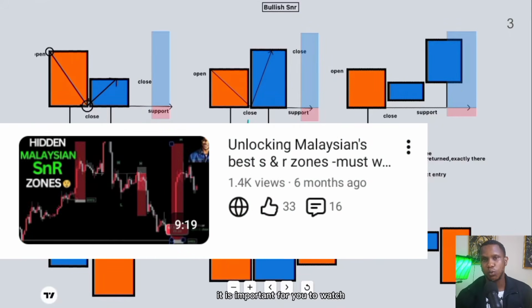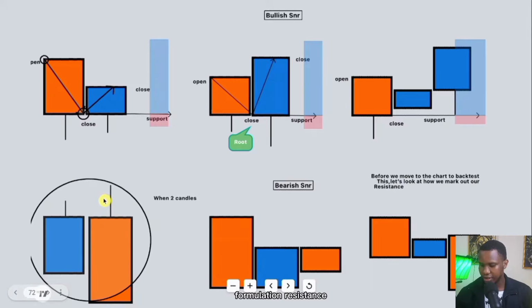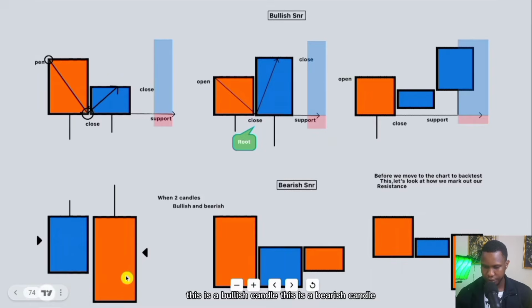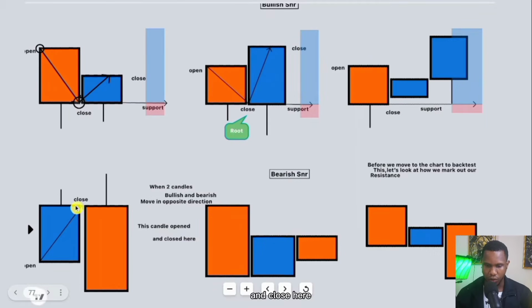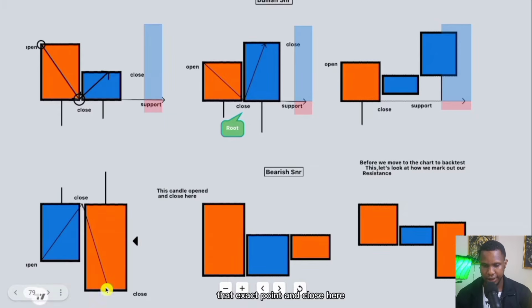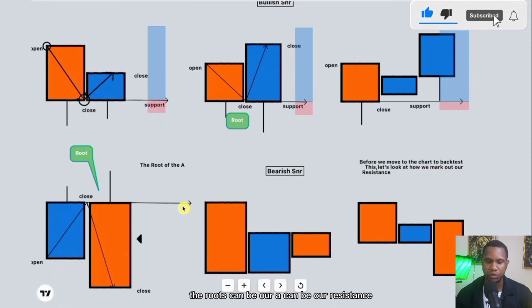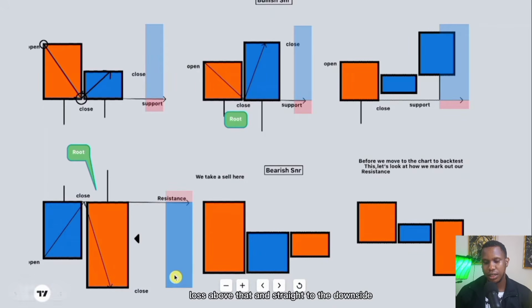It is important for you to watch my first video of this, which is Unlock Malaysian SNR, for you to understand this video properly. Heading on, Malaysian resistance is what? Can you see this is a bullish candle, this is a bearish candle. They move in opposite directions. Bullish candle opened here and closed here. Bearish candle opened at that point and closed here. Can you see what formed is our A shape? The intersection, the root, can be our resistance.